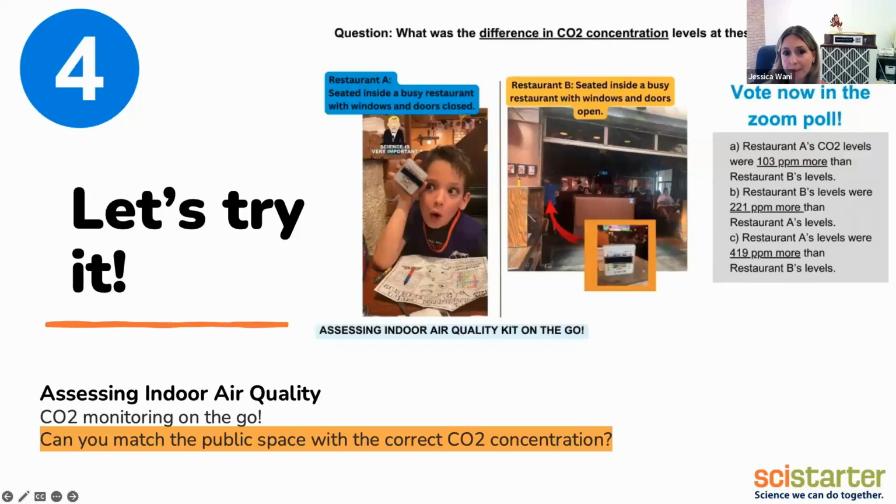Then we've got restaurant B, where people are also seated inside. It's also a busy restaurant, but as you can see from the photo, it's one of these spaces with a big outdoor opening, with windows and doors open. That tells you something about their potential ventilation, which tells you something about what their CO2 levels might be. This one is looking at what we think the difference is between the two restaurants. I love watching the answers come in because someone was very sure of themselves and answered right away. Whoever that was, awesome job.